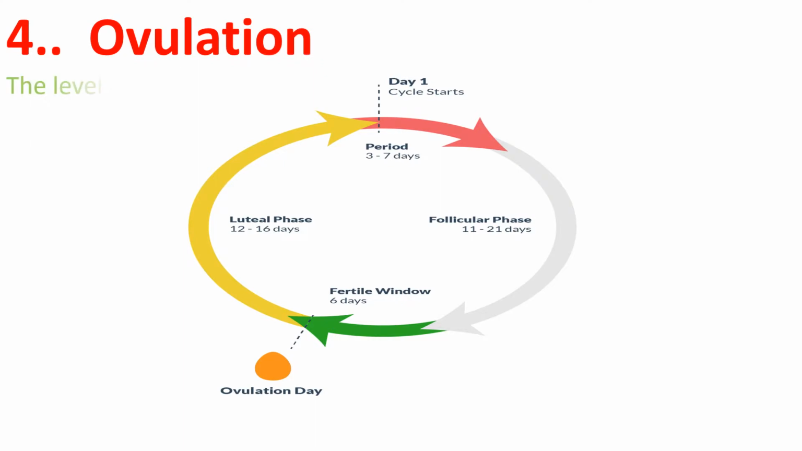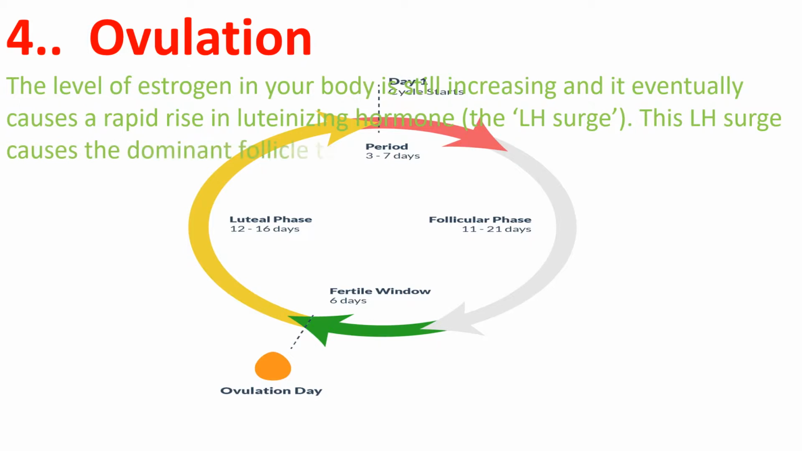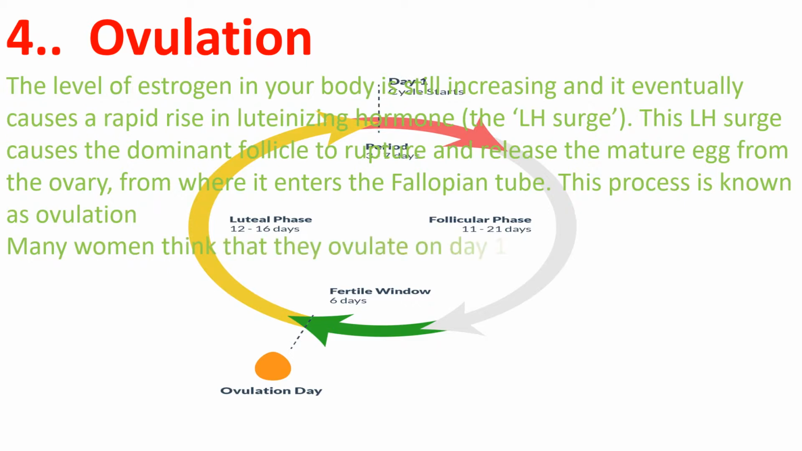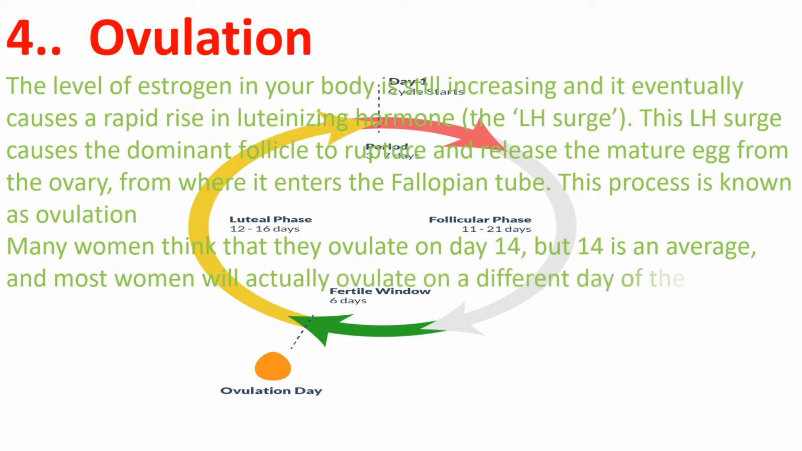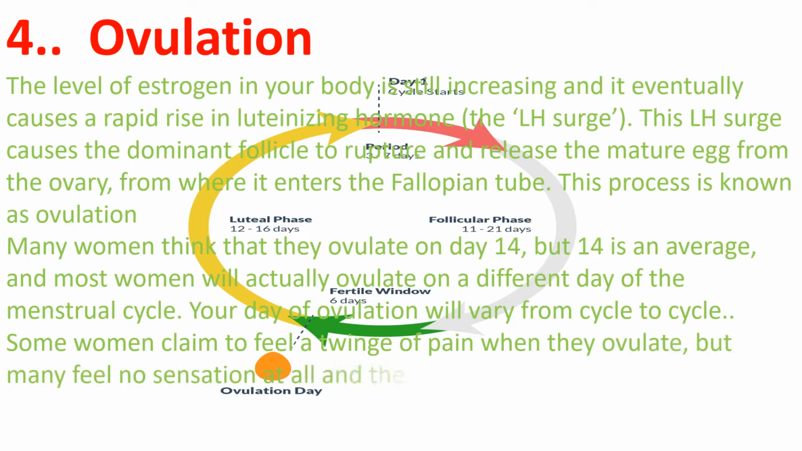4. Ovulation. The level of estrogen in your body is still increasing, and it eventually causes a rapid rise in luteinizing hormone, the LH surge. This LH surge causes the dominant follicle to rupture and release the mature egg from the ovary, from where it enters the fallopian tube. This process is known as ovulation. Many women think that they ovulate on day 14, but 14 is an average, and most women will actually ovulate on a different day of the menstrual cycle. Your day of ovulation will vary from cycle to cycle. Some women claim to feel a twinge of pain when they ovulate, but many feel no sensation at all, and there's no other sign that you are ovulating.